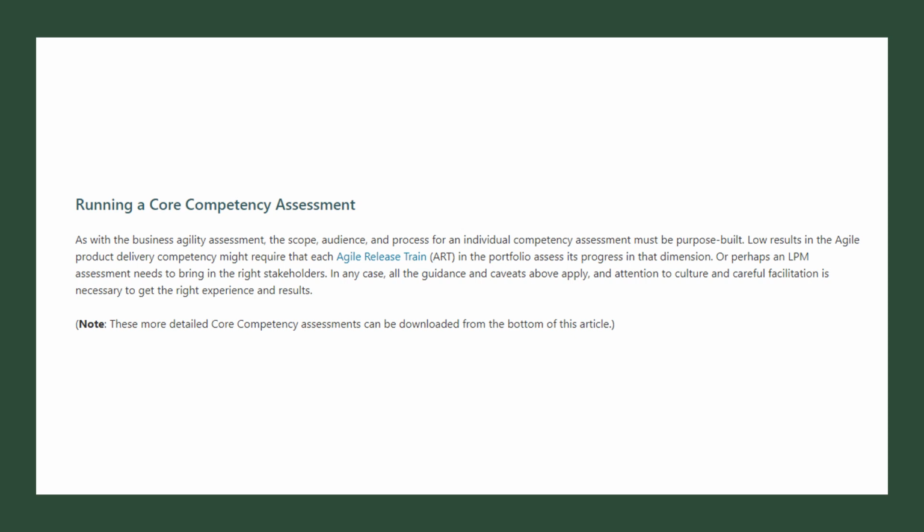So what we are seeing now is based on the business agility assessment, right? The business agility assessment has seven dimensions. The dimensions are core competencies. If we figure out that some of the core competencies are on the downside, then you can take that particular core competency, let's say Agile Product Delivery or LPM, and go deeper into that, assessing that competency in each ART. The way you facilitated the business agility assessment, an SPC can also facilitate here.